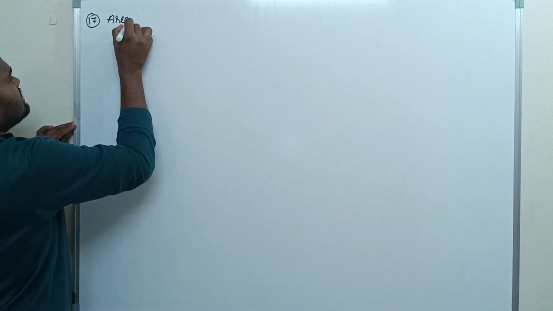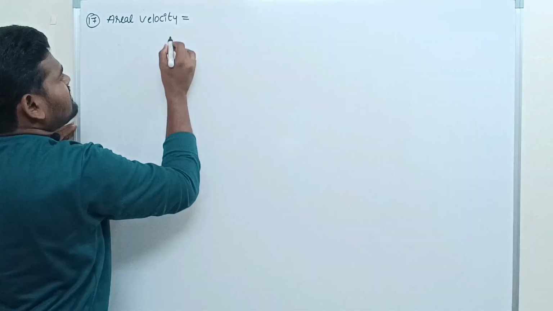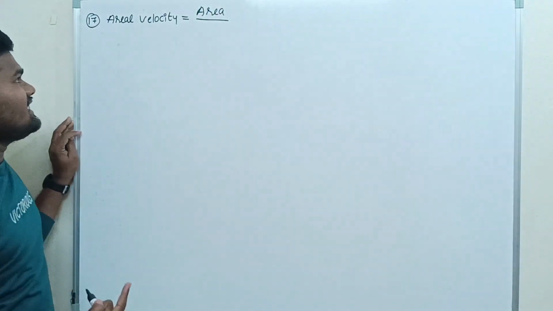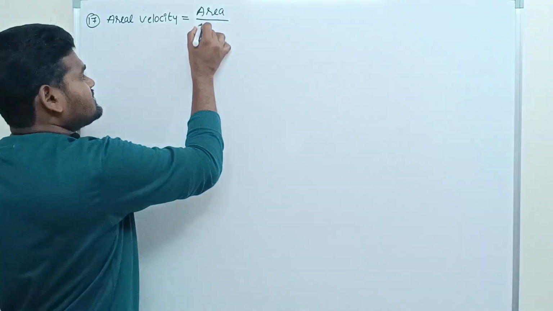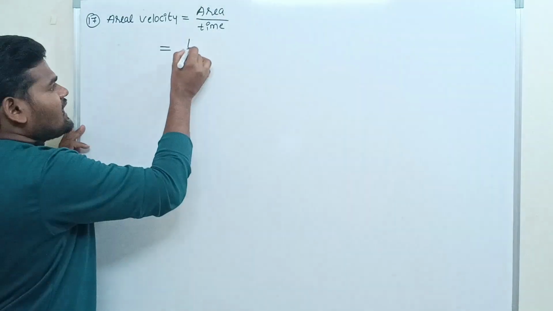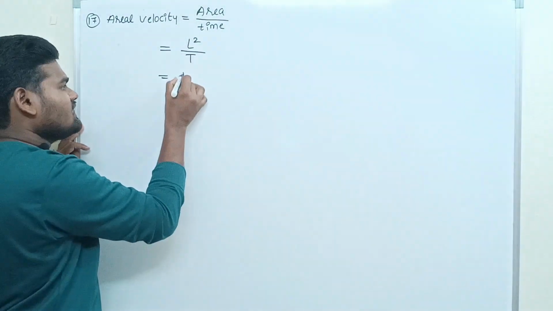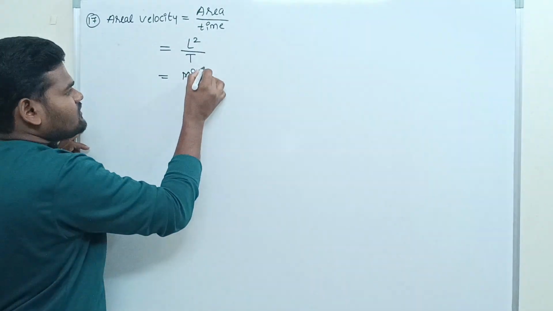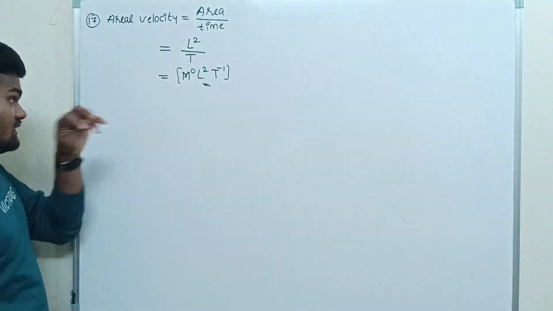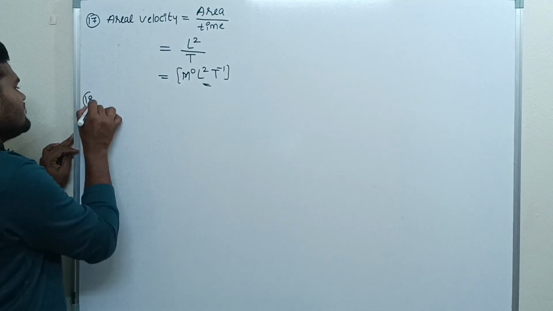Areal velocity. So what is areal velocity? Area by time. Actually the formula for areal velocity is area covered divided by time. What is the dimensional formula for area? L square. What is the dimension for time? Capital T. Any mass term is there? No. M power 0, L square, T power minus 1. If T comes to denominator, its power becomes minus 1. Are you getting? Right. 18th one.